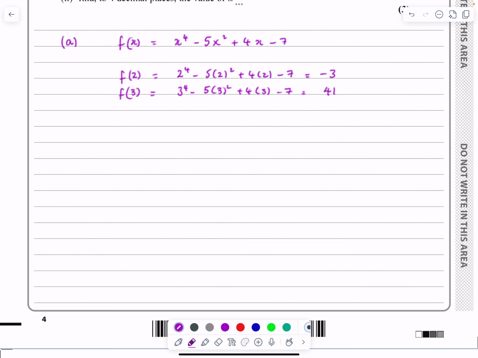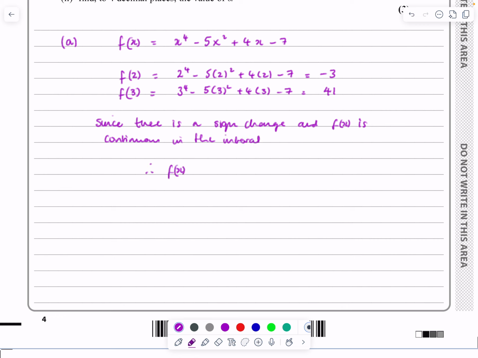The language I'm going to put now in my answer here, I insist my students pretty much copy word for word. So let's write it down so you can see what it is. Since there is a sign change, and it's this next part, and f(x) is continuous in the interval, then there's a root. Therefore, f(x) equals 0 has a root alpha.